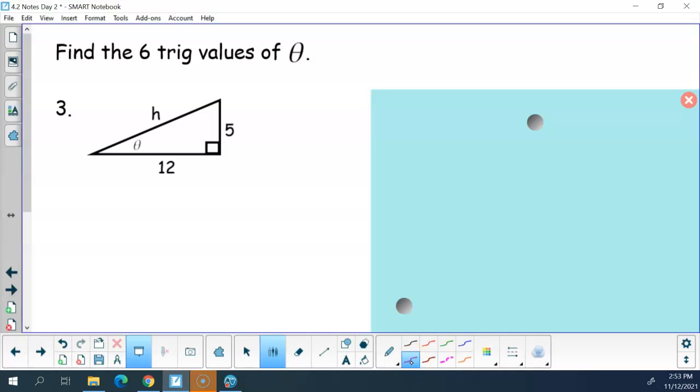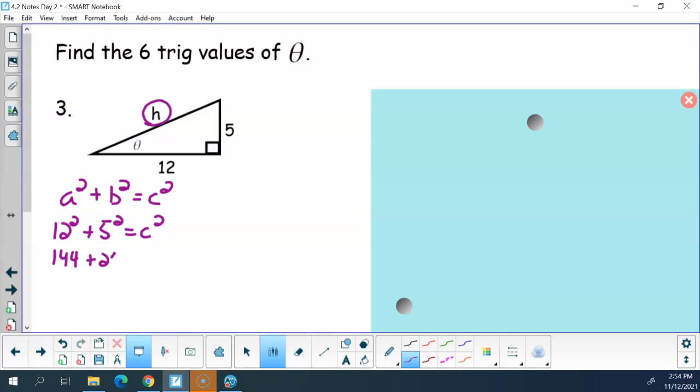So the first thing we gotta do is find that missing side. We always have a squared plus b squared equals c squared. So we've got 12 squared plus 5 squared equals c squared. 144 plus 25 is 169. So 13 is c. I don't need the plus or minus there because I can't have a negative side length, but truly it is plus or minus 13. So the hypotenuse is 13 units.